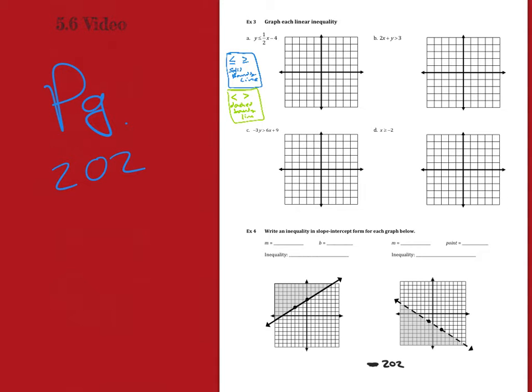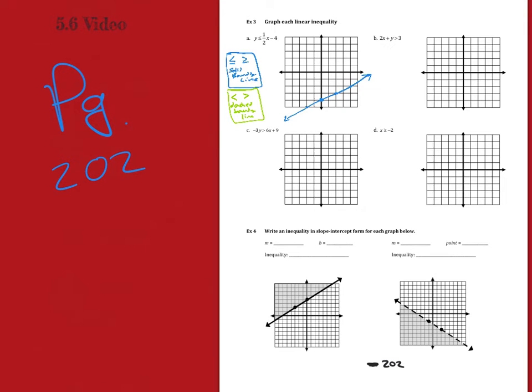Okay, so in this case, we're going to draw a solid one. I'm going to go ahead and go to my y-intercept of negative 4, and go up 1 over 2, up 1 over 2, down 1, back 2, and then a solid line, so I'll draw that. Okay, the next thing I need to do is test a point.